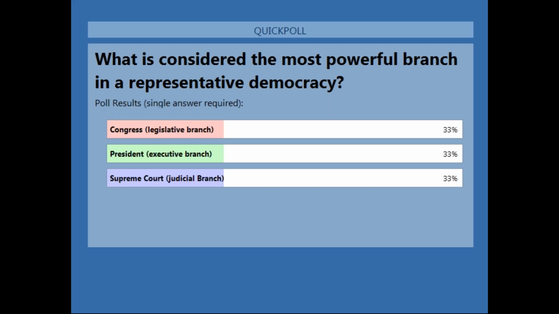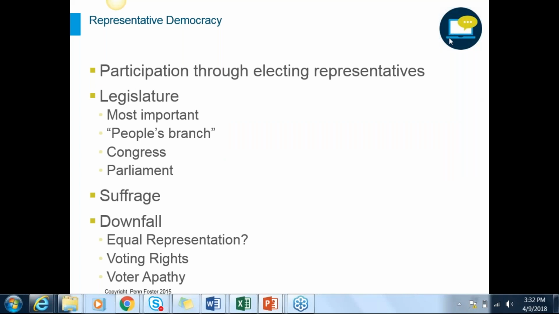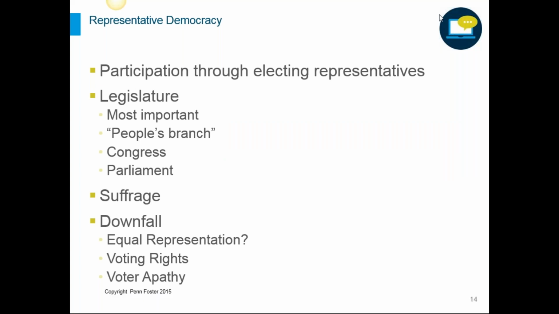We actually see a bit of a split between Congress, the presidency, and the Supreme Court. So let's talk about this for a moment. What is considered the most important really is the legislative branch, that it is considered the people's branch, that it's meant to be the place where representation is the most important and is the closest. So we think about our members of the House of Representatives, we think about our senators. They are the ones who have to go back to their voters, and the least number of voters.